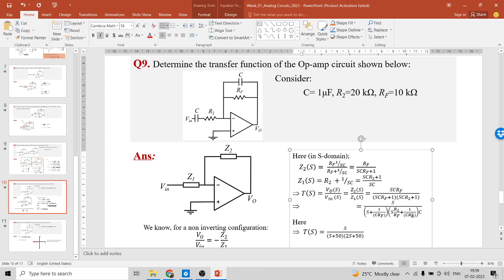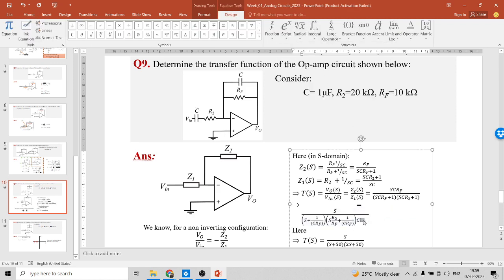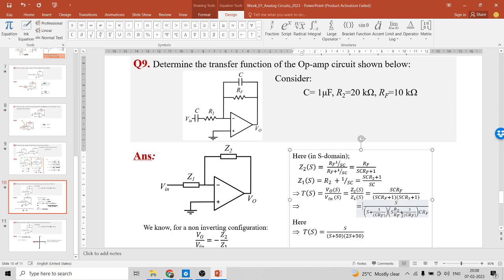Okay, one CRF will be there term. Include it here. Okay. So CRF is taken from both the terms, right? So that's why one extra CRF will be there.